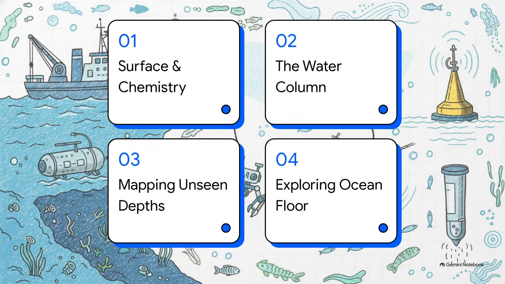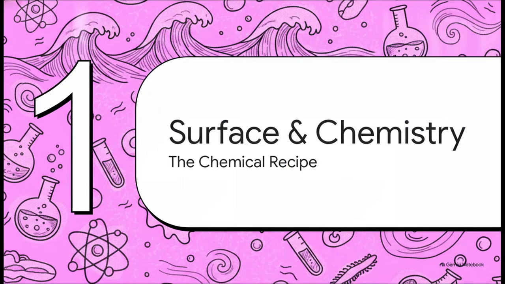Okay, let's dive into this. Here's our dive plan for today's explainer. We're structuring our descent into 4 stages. First, the surface and chemistry, then down through the water column, followed by mapping the unseen depths, and finally, exploring the ocean floor. So, stage 1, the surface and chemistry.